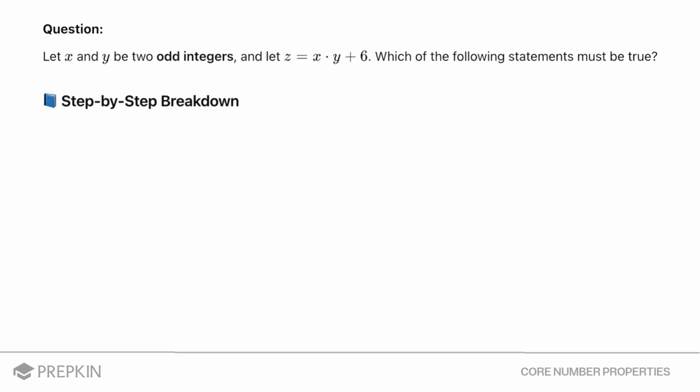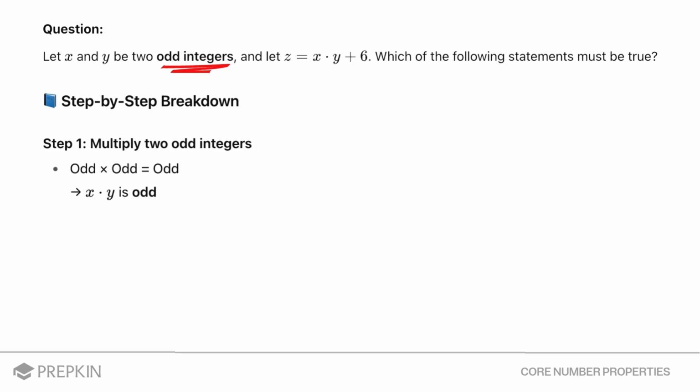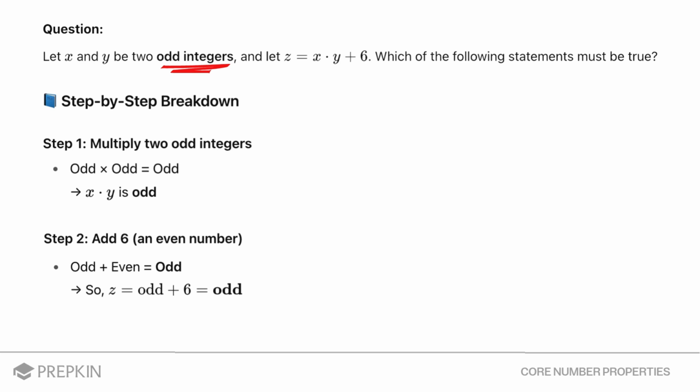Let's take this question and try a step-by-step breakdown. We have two odd integers, and if we remember back to our parity rules, an odd number times an odd number must be odd. After multiplication, let's complete this question by adding 6. Given that 6 is an even number and x times y is odd, that must mean that z is odd, given that an odd plus an even is always odd.